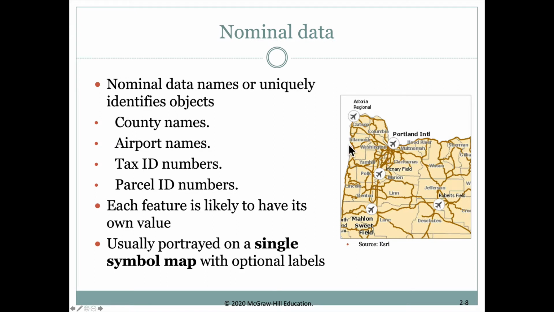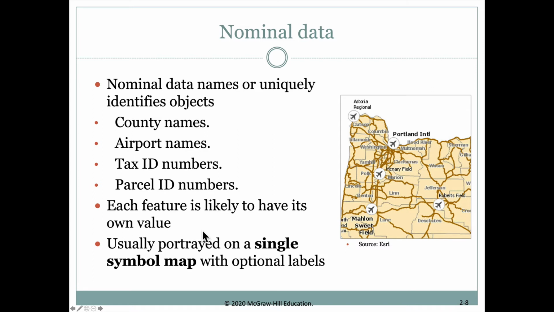Here's an example of nominal data for airports in Oregon. So each one of these airports, symbolized by this airplane symbol, has a unique name associated with it, such as Roberts Field in Deschutes County. And that could be anything that you give a name to: an airport name, a tax ID number, or a county name. All of those things would be nominal sorts of data that would be stored in the data set and could be put on a map.